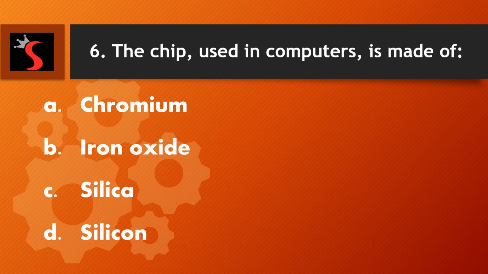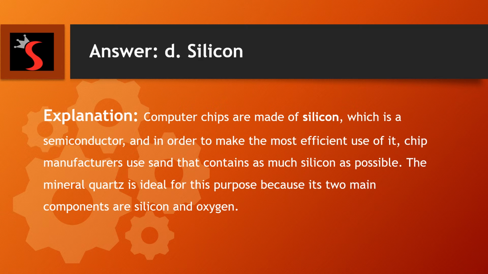The sixth question is: the chip used in computers is made of A. Chromium, B. Iron oxide, C. Silica, or D. Silicon. The right answer is option D, silicon.